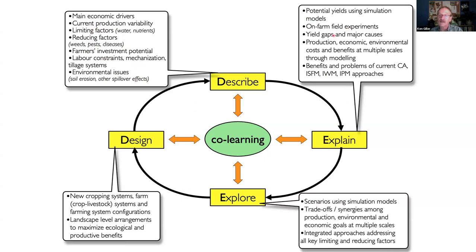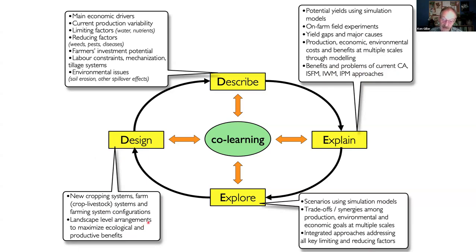We then go through this experimental phase with experiments on farm, working on yield gap causes, using simulation models, trying to understand the benefits and problems of all the different approaches, whether it's integrated soil fertility management, IPM, conservation agriculture, you name it. Then taking that into this idea of understanding the trade-offs and synergies to explore possible futures, and then to come up with designs together with farmers for new configurations, new landscape arrangements, which could actually address the local situation. So, an iterative cycle of co-learning.